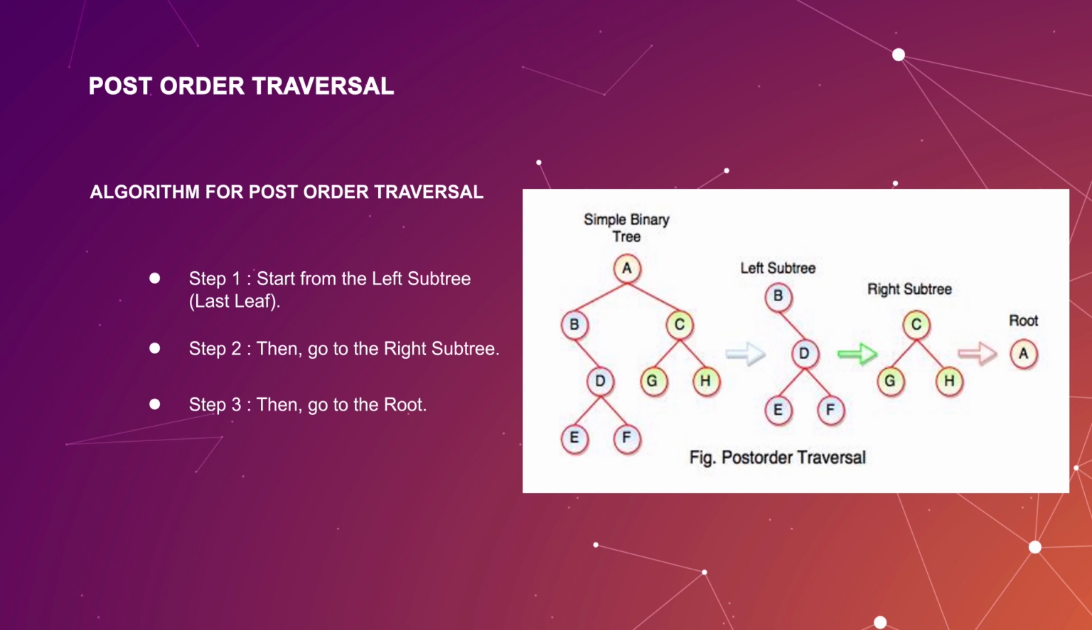Then we shift our pointer to the root node, that is called A. So, we have already written the sequence E, F, D, B, G, H, C, and the last one is the root node, that is called A. Then we write the item of the root node, A, at the last position of this sequence of post order traversal. Next, the last one is in order traversal.